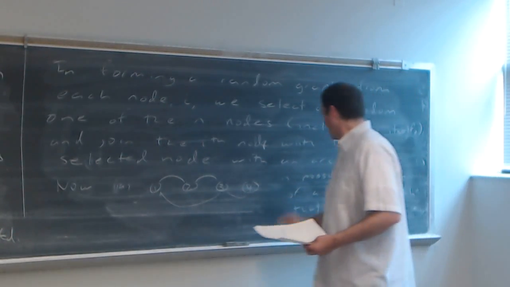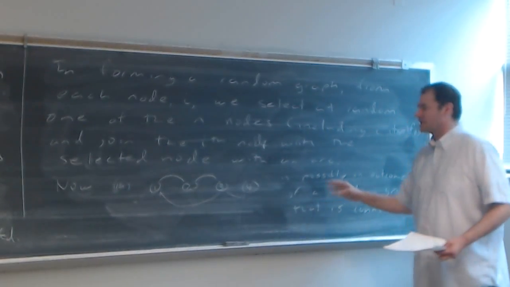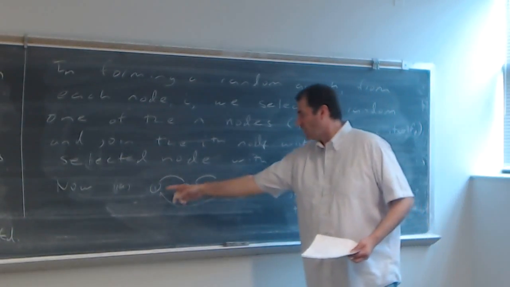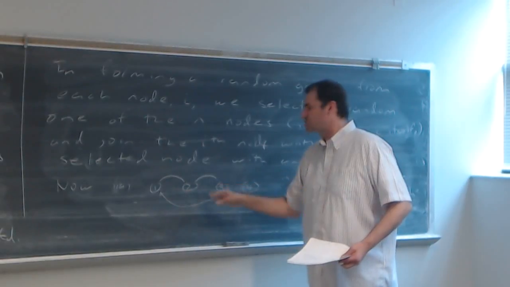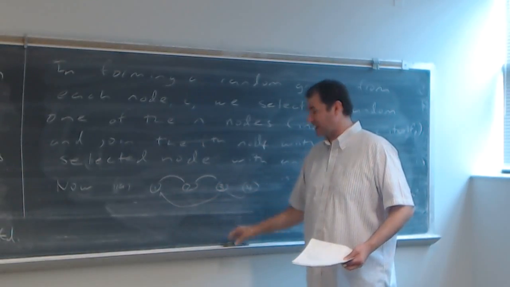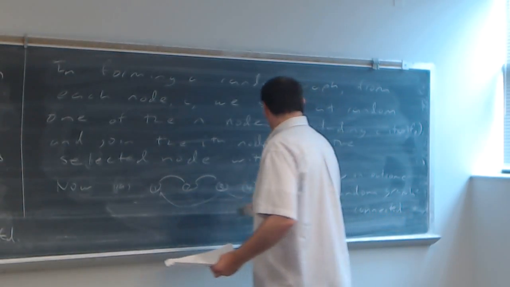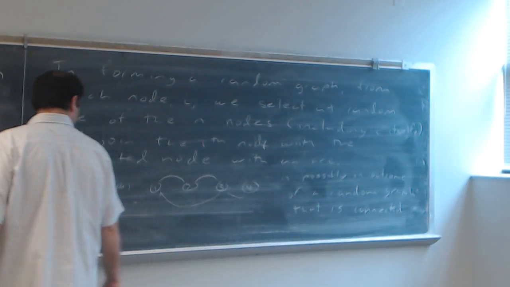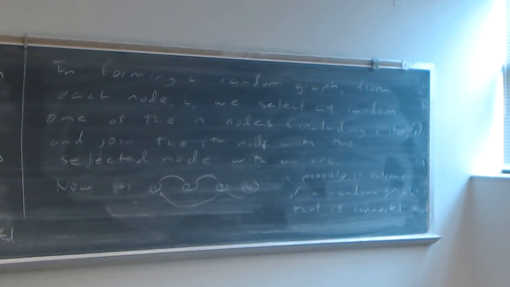I would say it's possibly, because I don't know what the chance is, but each node is sent to any other node as being equally likely. If that were true, then this would be an outcome for a random graph, and it is connected.